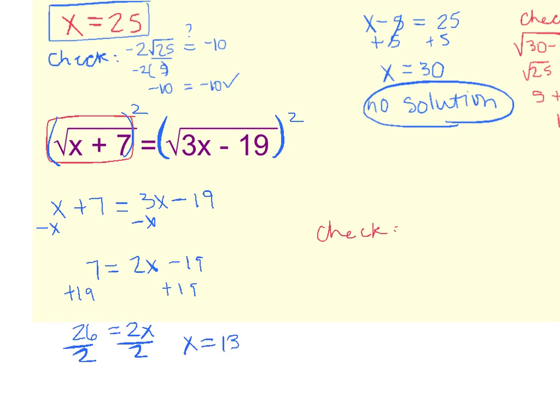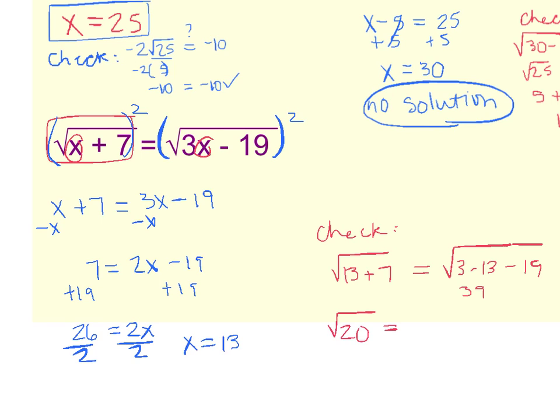So when we check, you're going to plug 13 into all the x's in the equation, and you're just going to see, does the left side equal the right side? So we have the square root of 13 plus 7. We want to know, does that equal the square root of 3 times 13 minus 19? Alright, well 13 plus 7 is 20, so I have the square root of 20. I want to see if I get the square root of 20 on the right side. 3 times 13 is 39. 39 minus 19 is 20. So I have the square root of 20 on the right. It worked out, so that means that x equals 13 is the final answer.